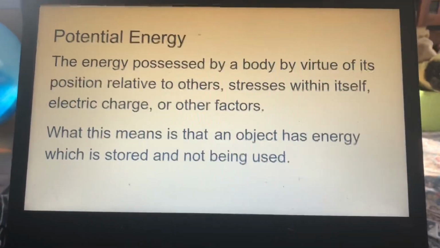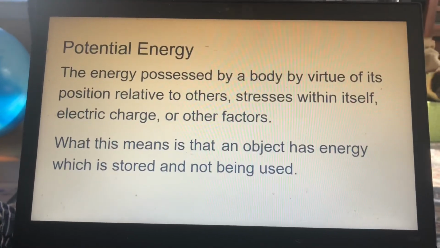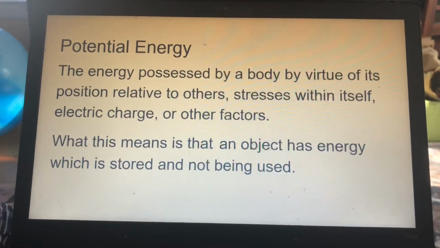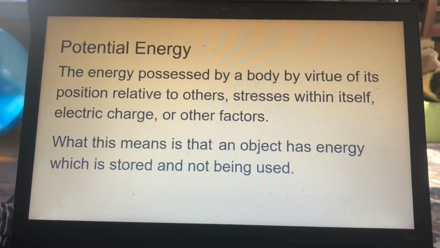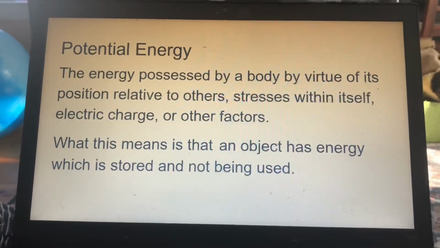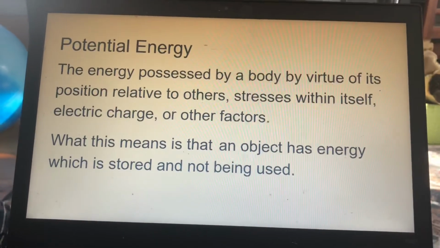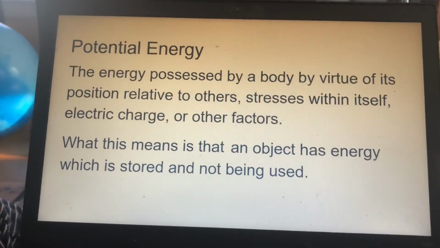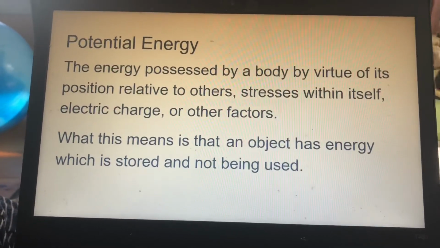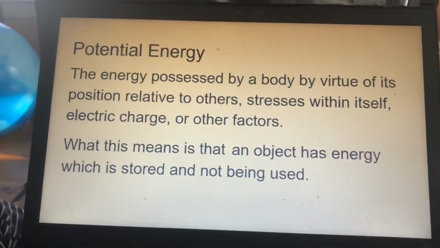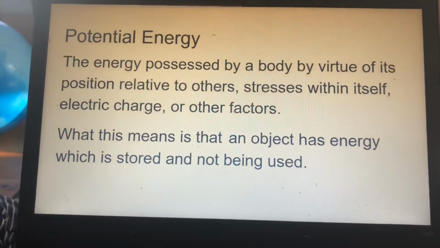Potential energy. So this is the official definition from the internet. Potential energy is the energy possessed by a body by virtue of its position relative to others, stresses within itself, electric charge, or other factors. So what this means in plain English is that any object, any being, anything has energy which is stored and not being used right now. It has the potential to be used later.